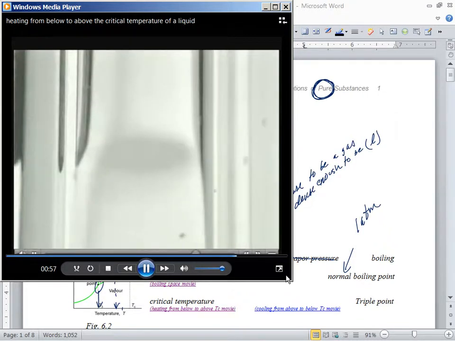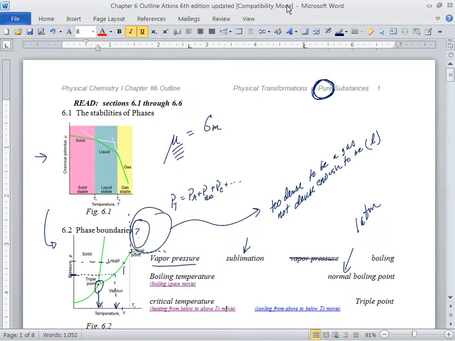A gas above the critical temperature cannot be condensed into a liquid, since the molecular attractive forces are dominated by the rapid molecular motion. So it's gone. No more meniscus. Kind of interesting. Here's cooling from above to below the critical temperature.